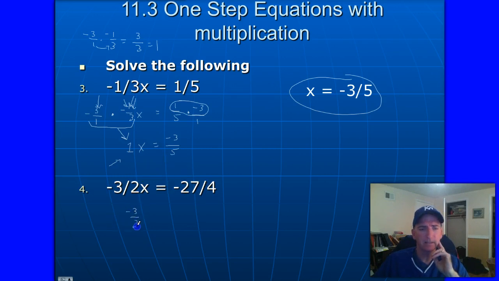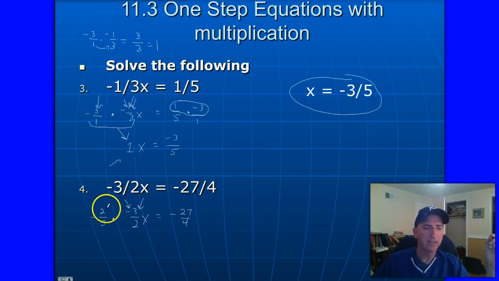Here's the same idea, number 4. Negative 3 halves x is equal to negative 27 over 4. I'm rewriting it here because I don't like the way my typed font is here with the fractions like that. I prefer to have the fractions a little more neat, where that fraction bar is straight across, the numerator and denominator are clear. Okay, so here you observe that you have a fraction times a variable. So I'm going to multiply times the reciprocal of that fraction.